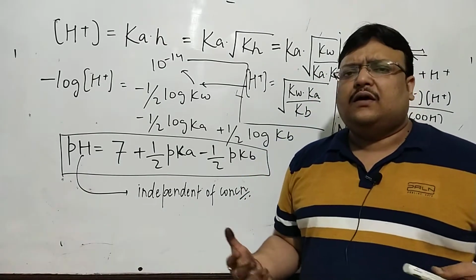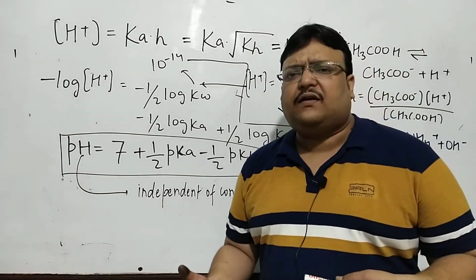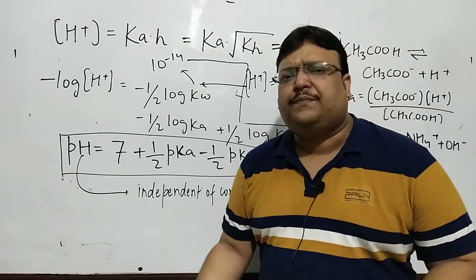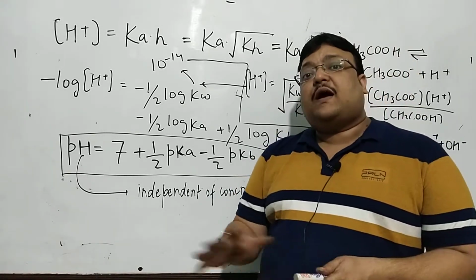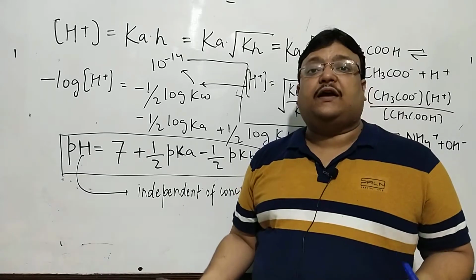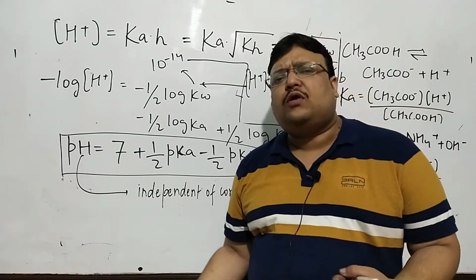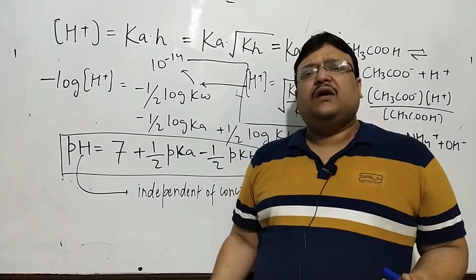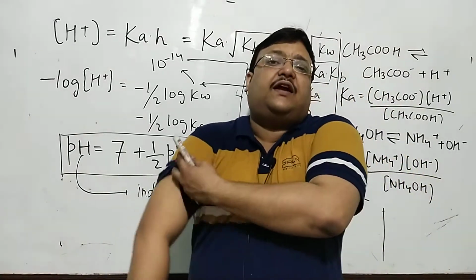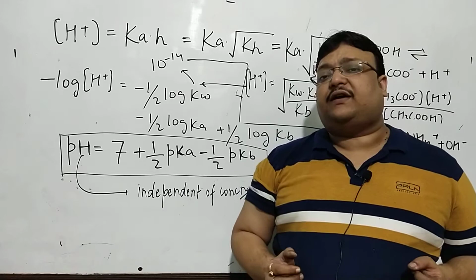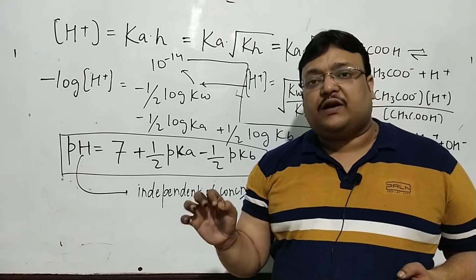This will be like a very different or a difficult fact to absorb, that its pH does not depend on concentration at all. Ammonium acetate 0.2 molar or 0.02 molar or 0.5 molar, any concentration of ammonium acetate, pH will remain the same.